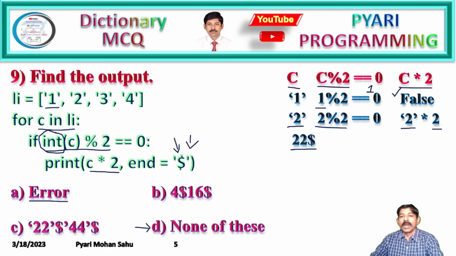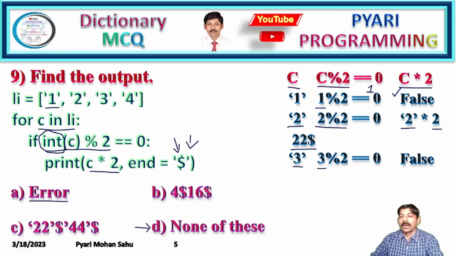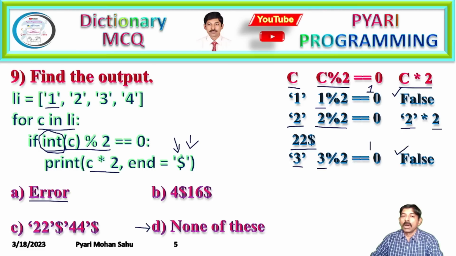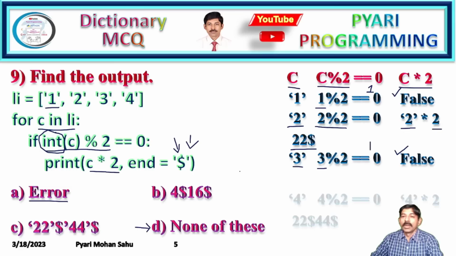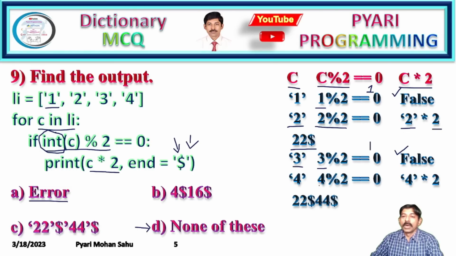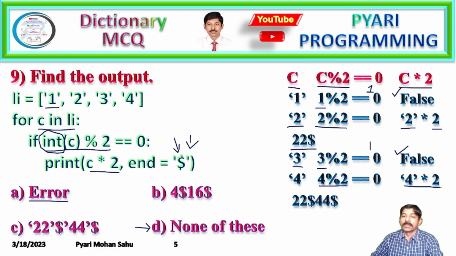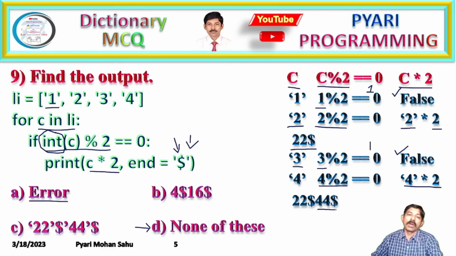After that, the loop will extract the next value, that is your 3, which is in the character form. I have converted it into an integer. Now 3 modulo 2, the remainder is 1, which is not equal to 0. That's why it is false. Now no print will be executed. Next value is your 4. Integer form is 4 modulo 2, the remainder is 0. It is true. So that's why character 4 will be replicated 2 times. Obviously, because end is equal to dollar, we are going to get a dollar symbol.